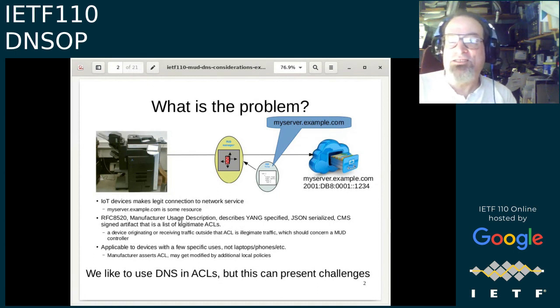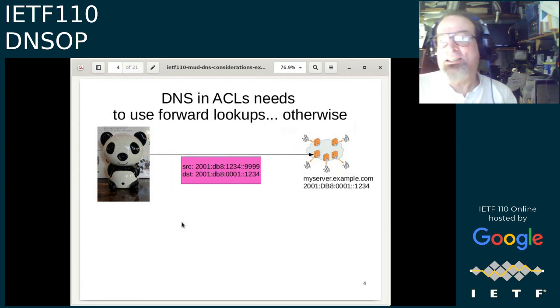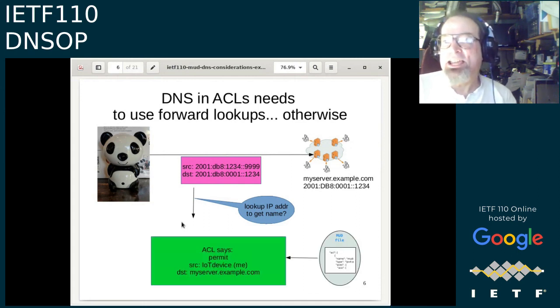And I'm sure to you guys, this is the DNS ops, this is totally obvious, but part of the point of this document is it's not obvious to many of the people that this document is targeted at. So you need to do a forward lookup, right? Or do you? So people think, okay, I see the packet. There's some source and destination addresses. I'll look up the IP address with that reverse map, right, to get a name, and then I'll compare that to my ACL. Will that work, right?